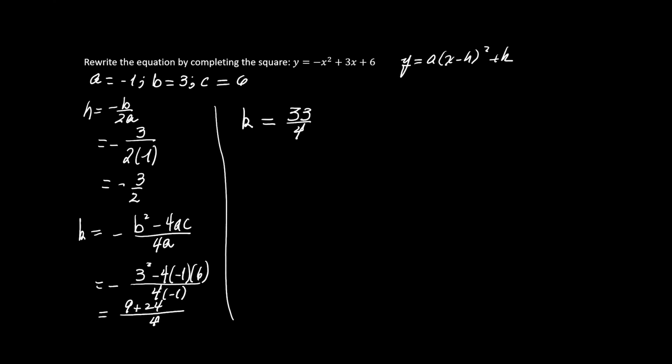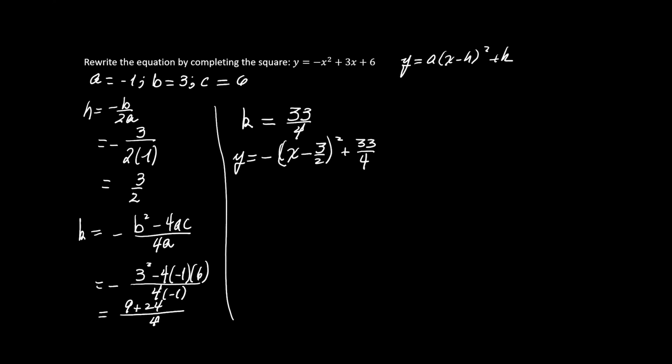So now y equals negative, again a is negative 1, x minus what's h? h is negative, sorry, it's not negative 3 halves. This negative and this negative will cancel out, giving me just 3 halves. So it's negative, x minus 3 halves squared, plus k. k turned out to be 33 over 4.